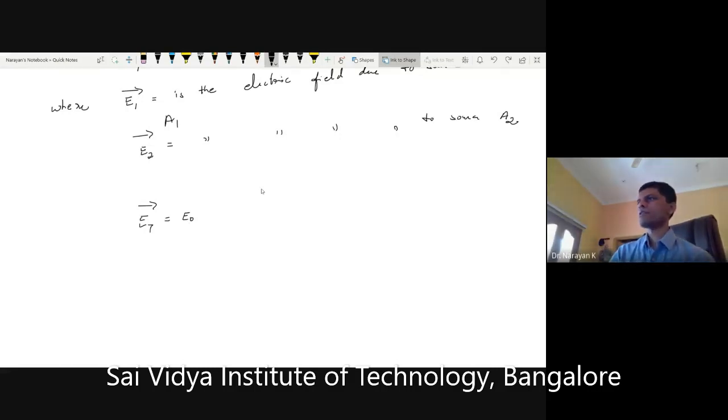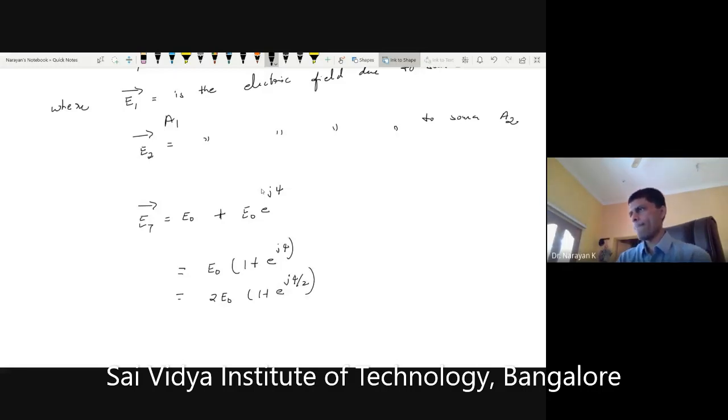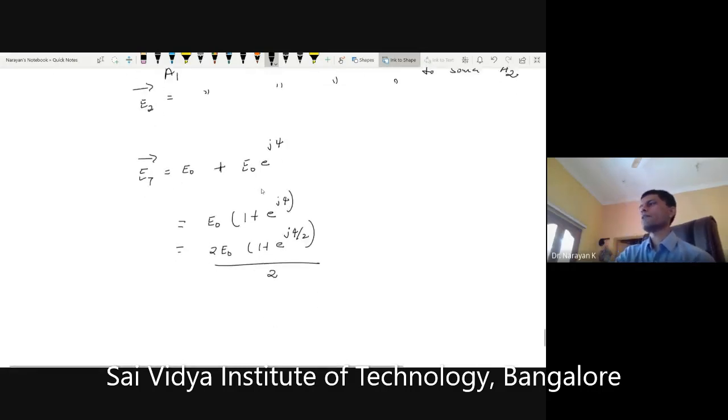So that is E naught plus your E naught e raised to the power j psi. This is your source A2. So your entire phase shift will go to your source A2. So I can rewrite this as E naught into 1 plus e raised to the power j psi. I will multiply and divide by 2. So this will be 2 E naught into 1 plus e raised to the power j psi, divided by 2.